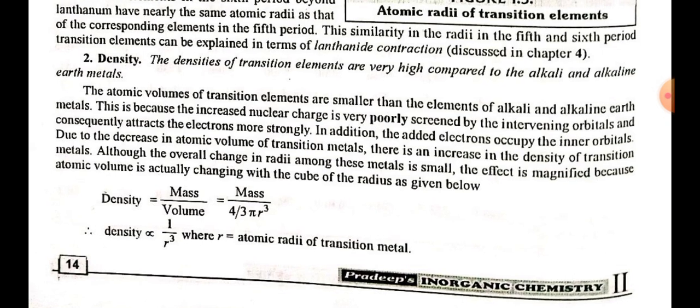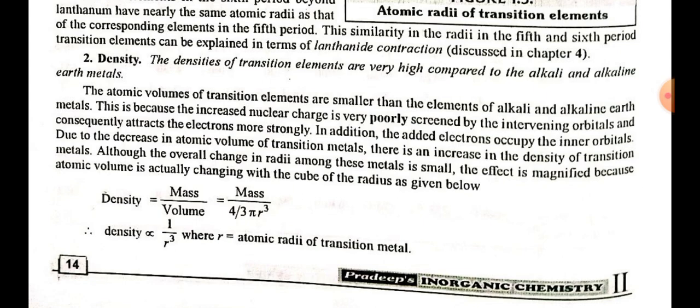Densities of transition elements are very high compared to the alkali and alkaline earth metals. The atomic volumes of transition elements are smaller than the elements of alkali and alkaline earth metals. This is because the increased nuclear charge is very poorly screened by the intervening orbitals and consequently attracts the electrons more strongly. In addition, the added electrons occupy the inner orbitals. Due to decrease in atomic volume of transition metals, there is an increase in the density of transition metals.